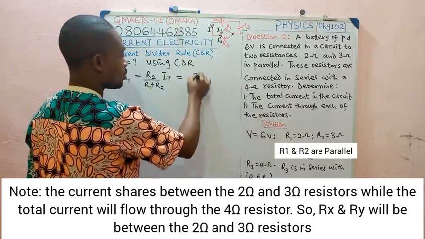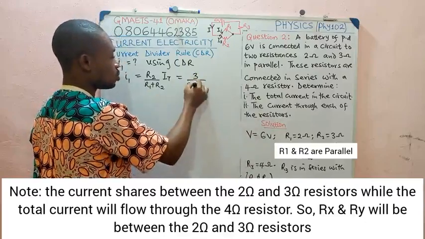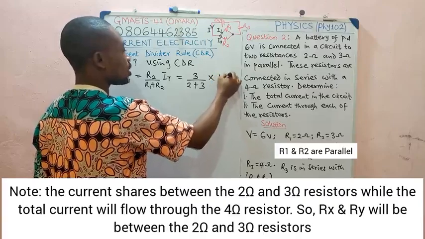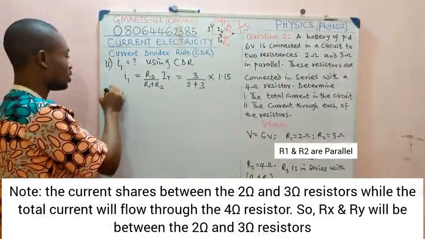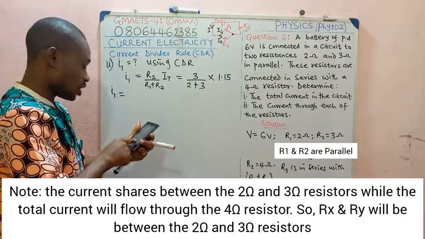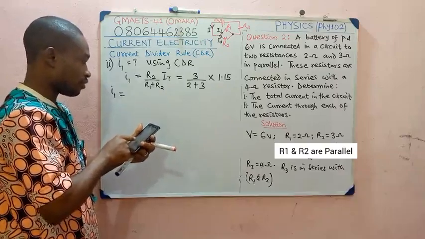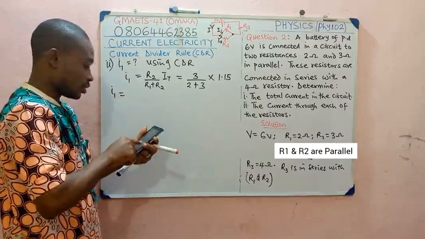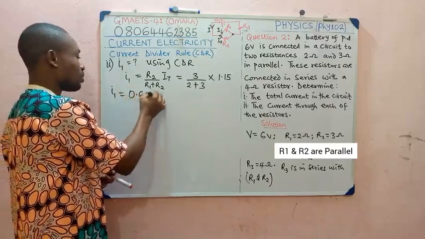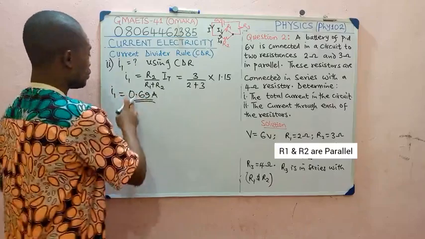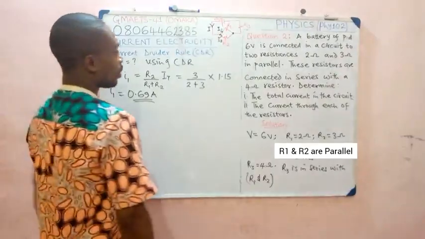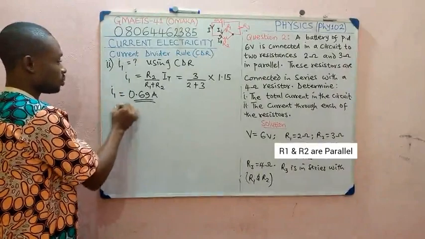R2 was the value 3 ohms divided by R1 is 2 plus R2, which is 3. We're going to multiply by I total. Before the break, we already obtained I total to be 1.15 ampere. So I1 will now be equal to, let's see what that gives to us. That should be 3 over 5. You know, 2 plus 3 is 5, okay? We're going to multiply it by 1.15. If you do that, you get 0.69 ampere. So this is the current through R1. Is that okay? Current through what? R1.